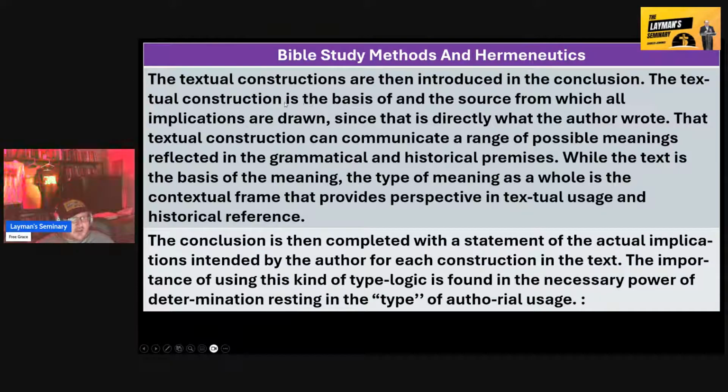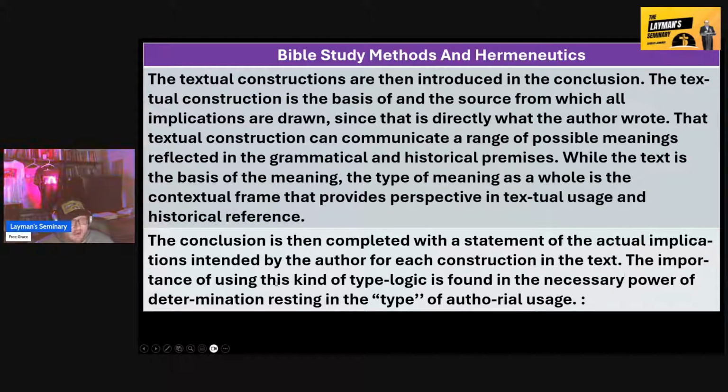The textual constructions are then introduced in the conclusion. The textual construction is the basis of and the source from which all implications are drawn, since that is directly what the author wrote. That textual construction can communicate a range of possible meanings reflected in the grammatical and historical premises. While the text is the basis of the meaning, the type of meaning as a whole is the contextual frame that provides perspective in textual usage and historical reference.